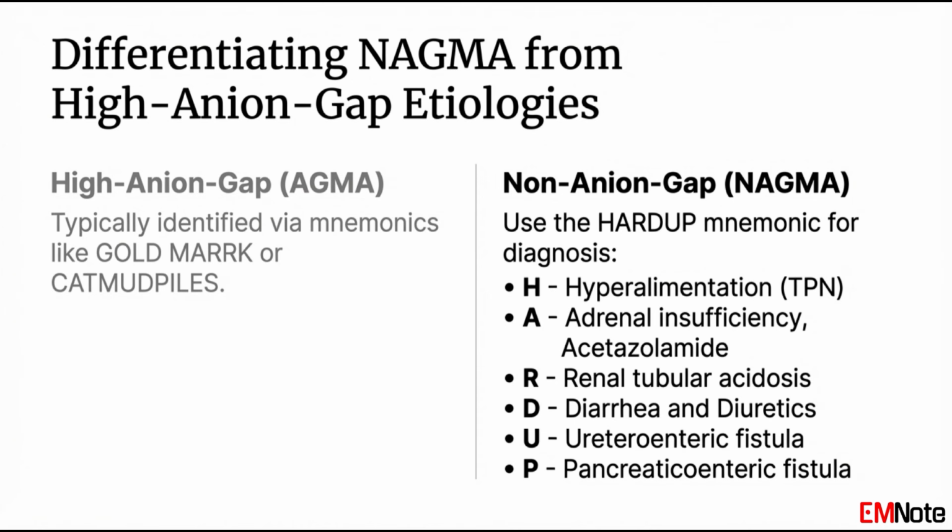Okay, let's run through HARDUP. What's H? H is for hyperalimentation. So think total parenteral nutrition, TPN. A is for adrenal insufficiency, or the drug acetazolamide. R is for renal tubular acidosis. D covers both diarrhea and diuretics. U stands for ureteroenteric fistula. And finally, P. Pancreaticoenteric fistula. So that really covers the key anatomical and drug-related causes.